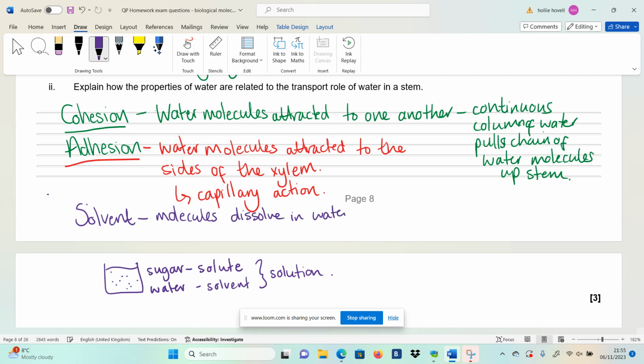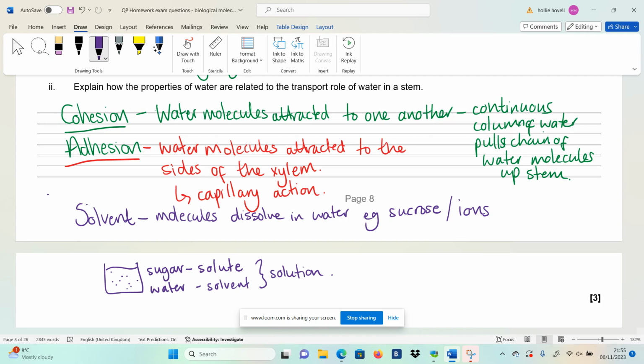And an example is sucrose. Now, most of the time, glucose isn't transported around a plant as glucose. Normally, glucose molecules stick together with other molecules, and they're transported as disaccharides like sucrose, things like that. Okay, you could say ions. So ions dissolve in it to be transported around in the xylem as well.